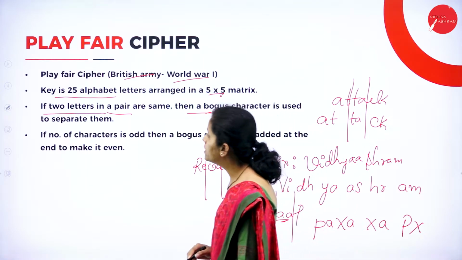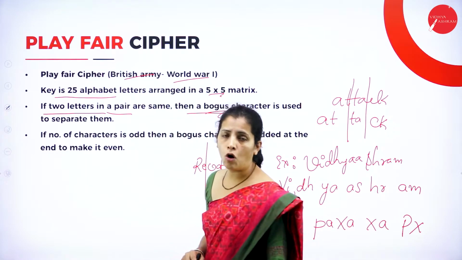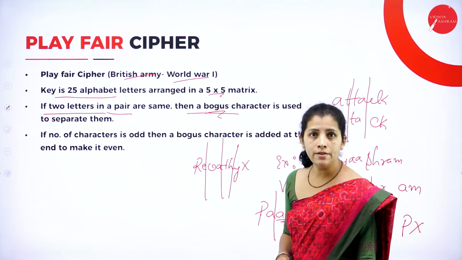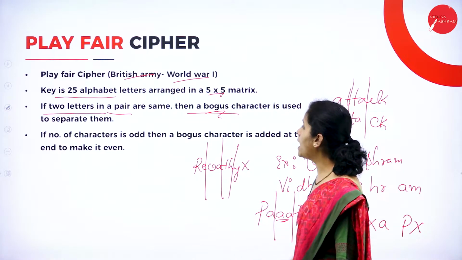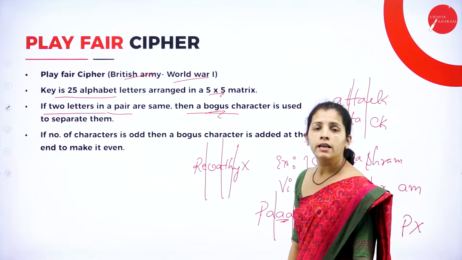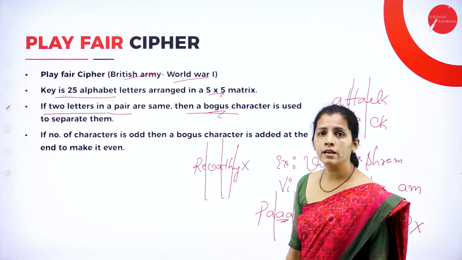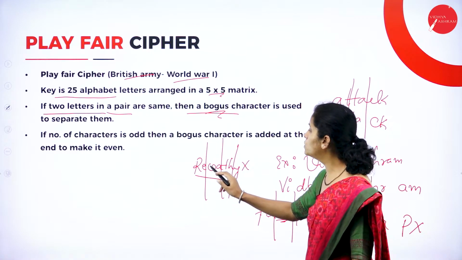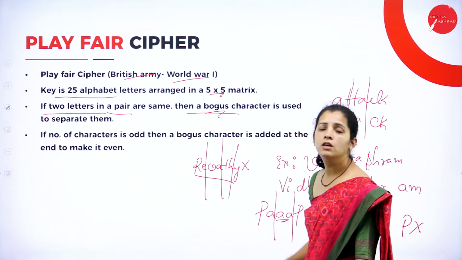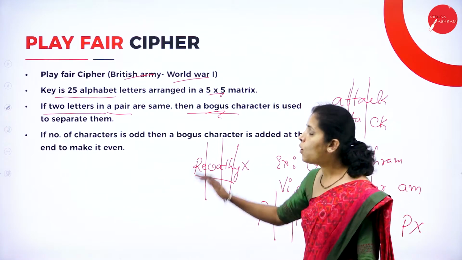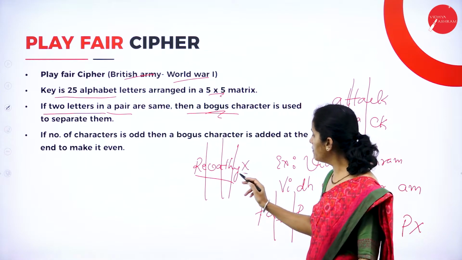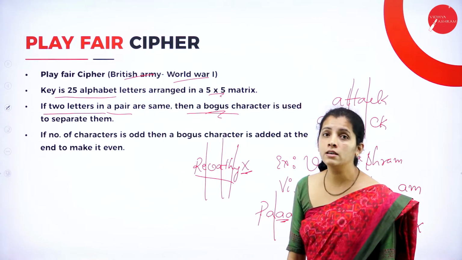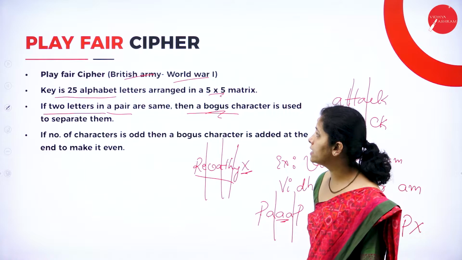And if the number of characters is odd, to make it even, once again I want to add a bogus character or filler character. See here, if I consider this name, 1, 2, 3, 4, 5, 6, 7. 7 is nothing but an odd number. To make it even, here I am going to add a dummy character or filler or bogus character.